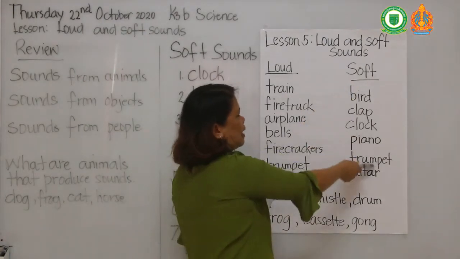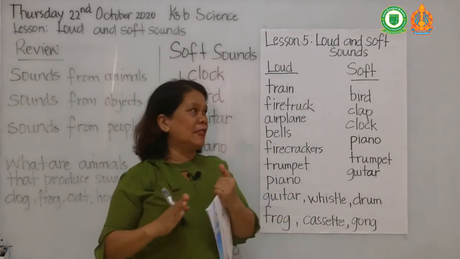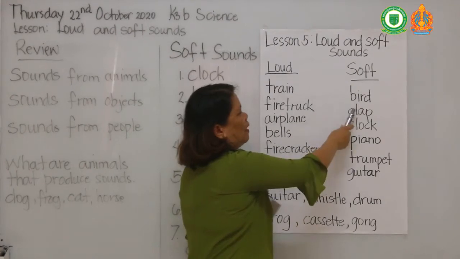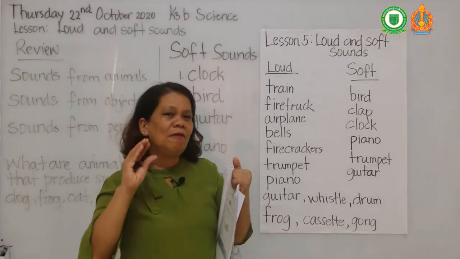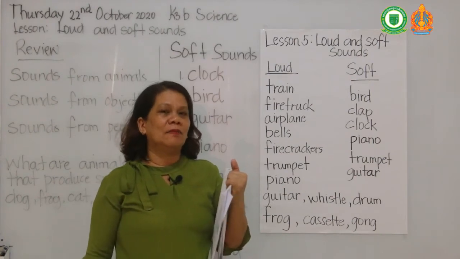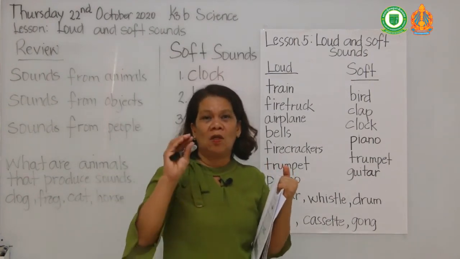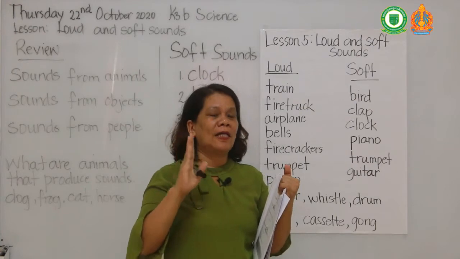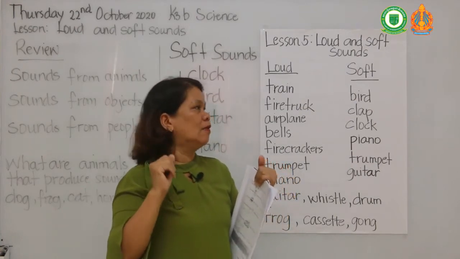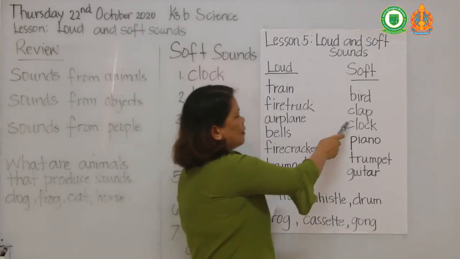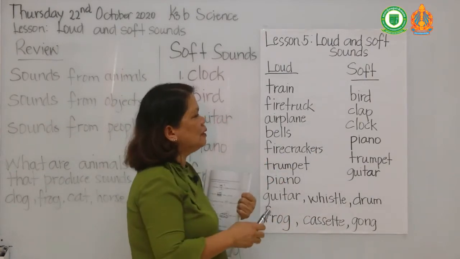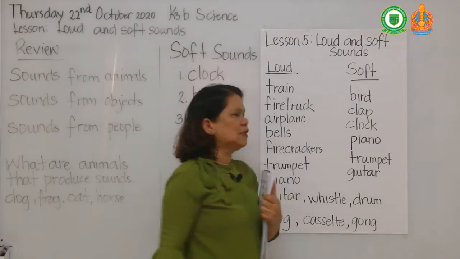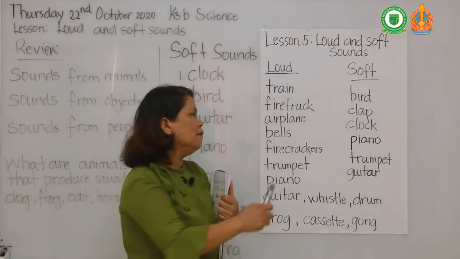these are soft sounds. You can control some objects to make a soft sound. Like birds, there are birds that produce a soft sound. There are some birds also that produce a small or soft sound. It can be a loud sound or a soft sound. Clap your hands. Okay, so it's a soft sound. Clock also has a soft sound.